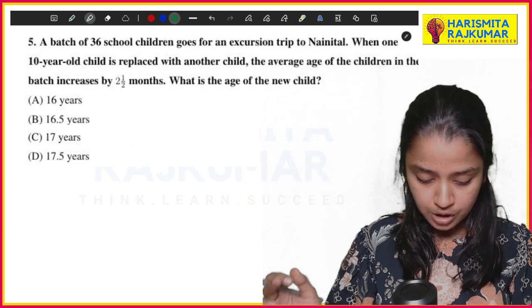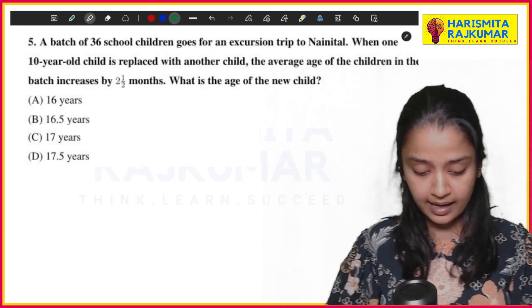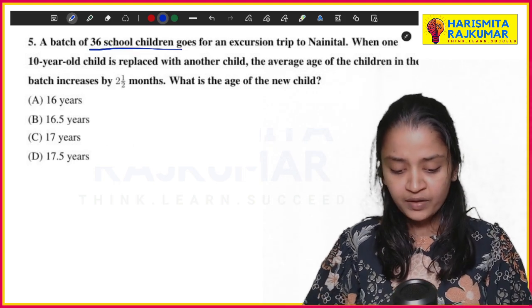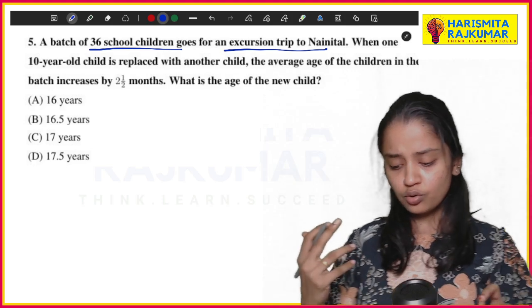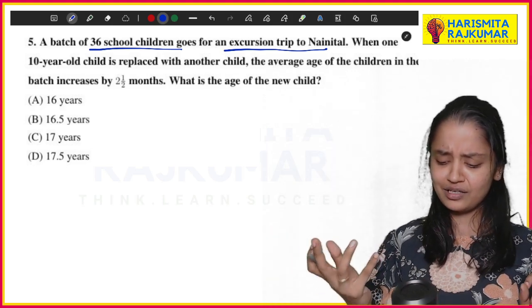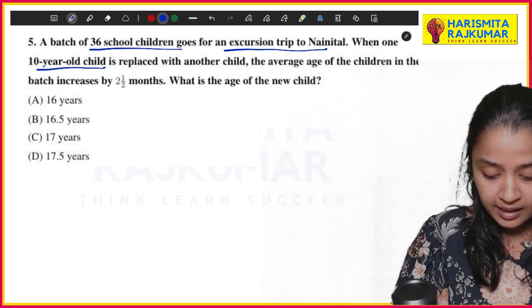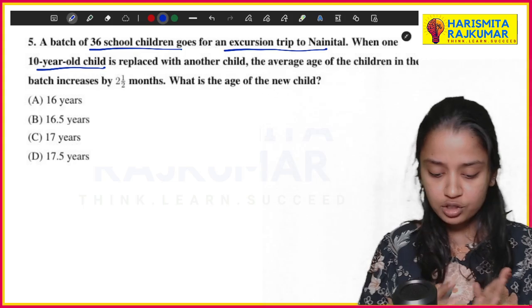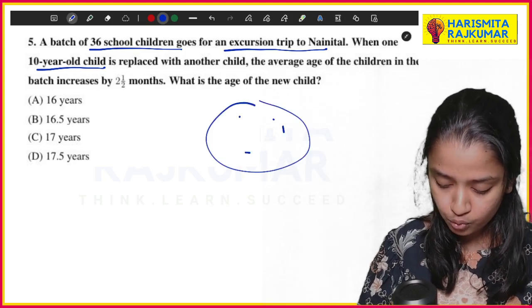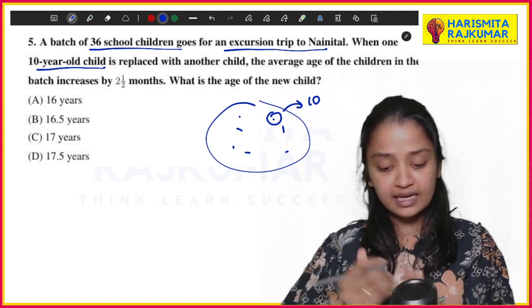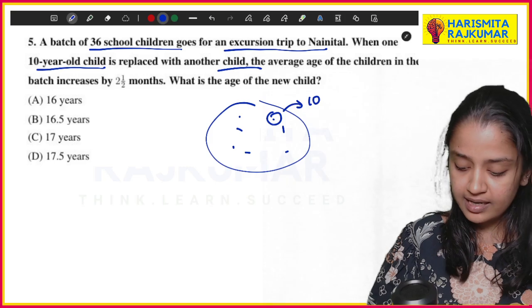So in a batch, 36 students are there. So totally in this batch, you are having 36 children, and they go for an excursion to Nainital. Okay. When one 10-year child, one 10-year child, so you are having 36 students. In that, one 10-year child is getting replaced with another child.